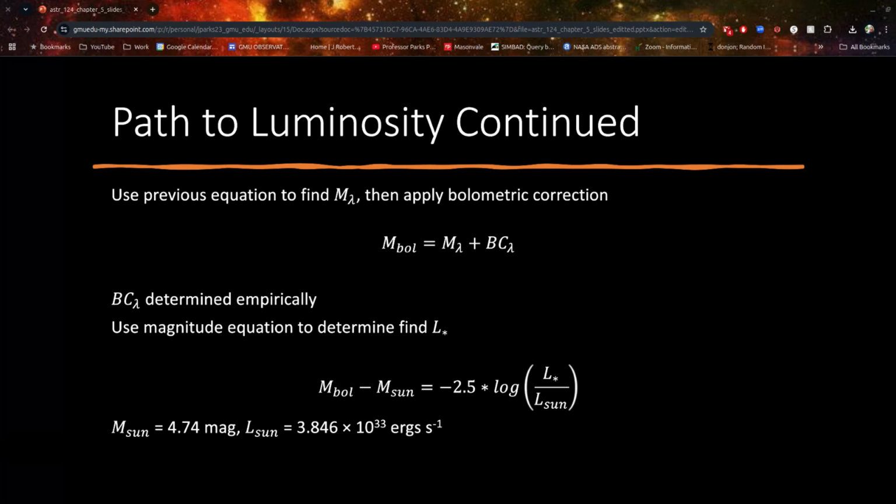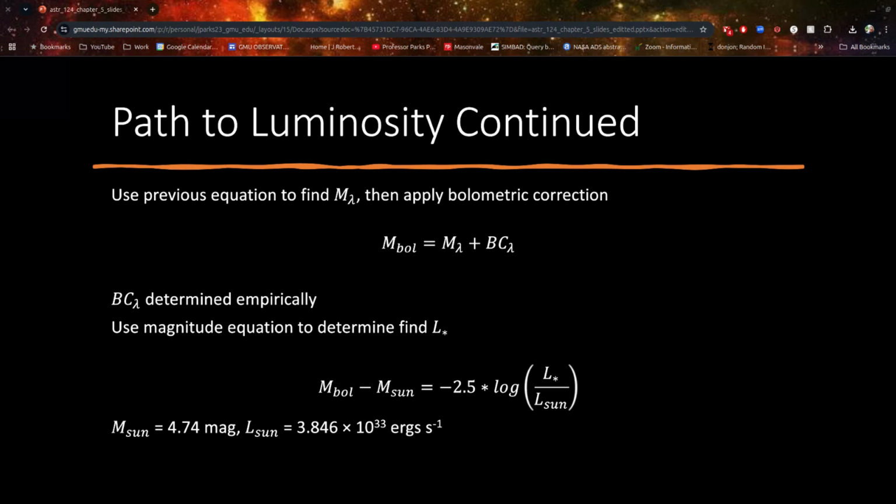So hopefully it's obvious that the amount of light that you detect, the flux that you get from the star at a particular wavelength or band, the visible band, is going to be much smaller than the overall light that you can get.